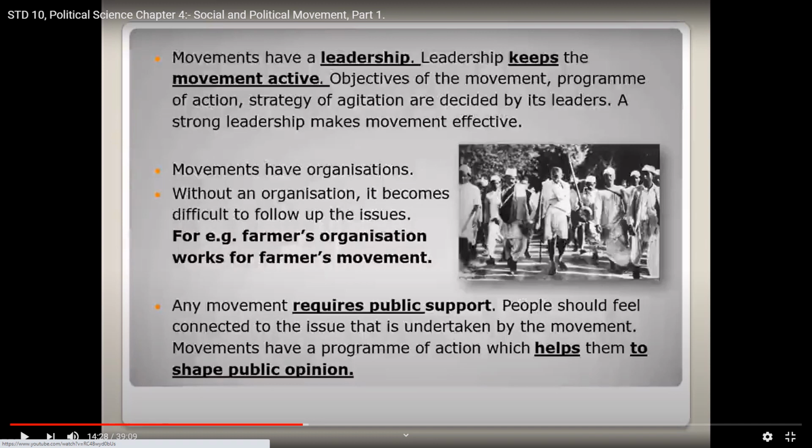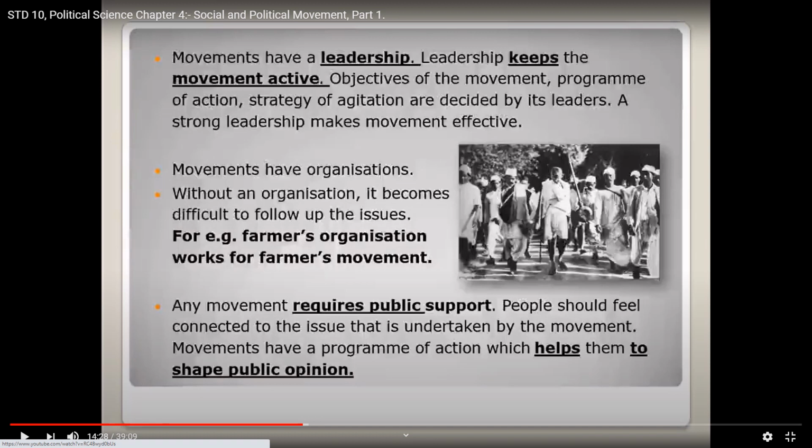Now, movements have various motives, and to keep all these motives and objectives, meaning aims, a leader is required. So leadership is very important in any of these movements. The leadership can be a single leader or a group of leaders who keep the movement always active. Otherwise, if there is no leader, the followers will not know what to do.